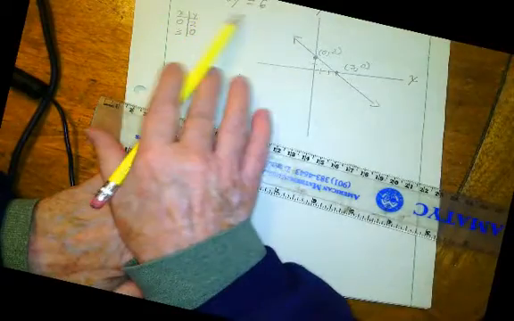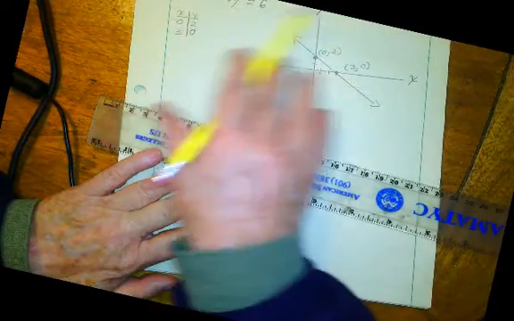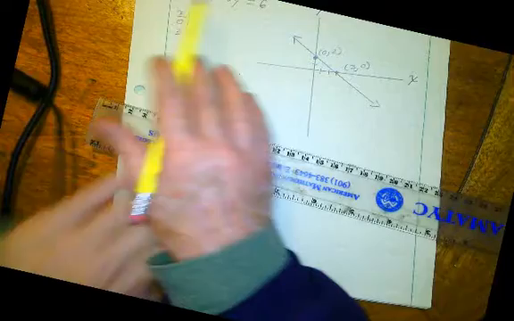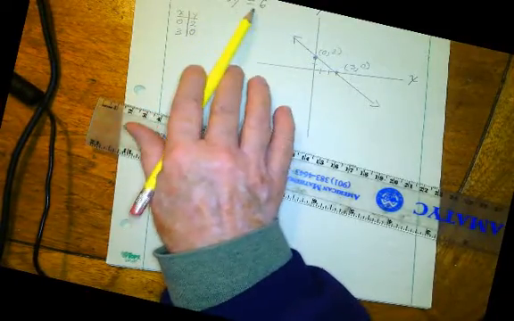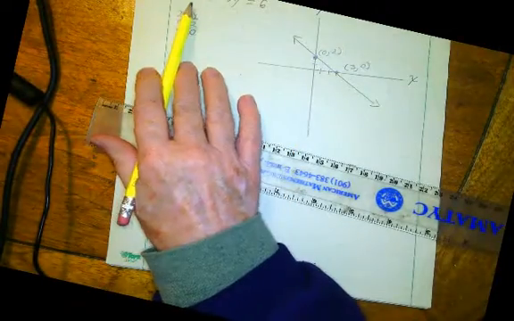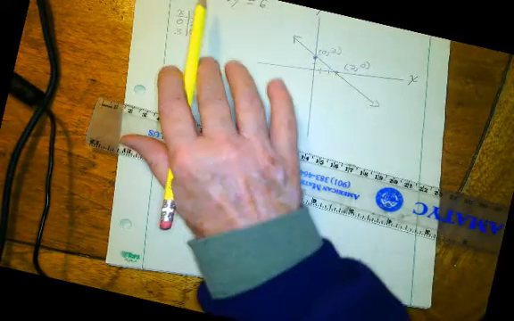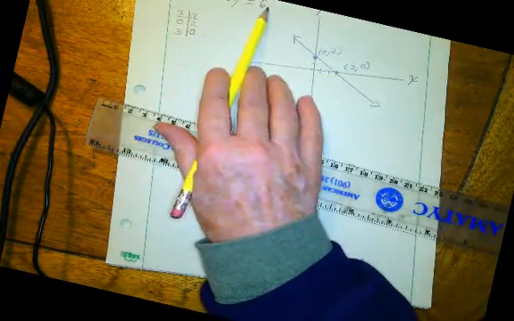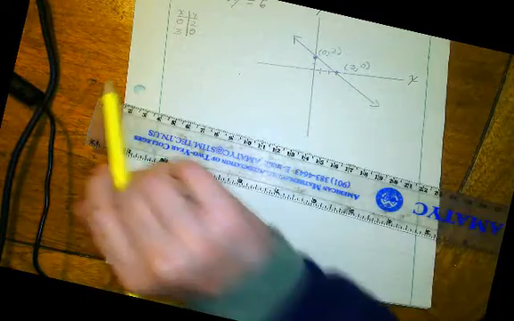Not all equations are set up for doing x and y intercepts. This one works because 2 and 3 both divide into 6. And if I had, excuse me, if I had 5x, I probably wouldn't use this method.